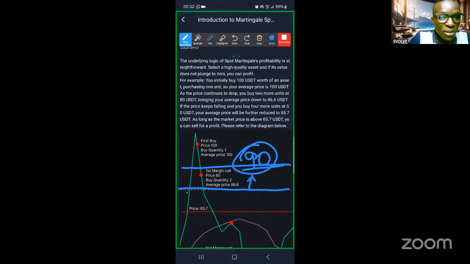Now, this is very important to understand. If you don't understand DCA, if you don't understand dollar cost averaging in spot martingale, you are going to make a mess. You are going to split your money. Those people you find, he has $100, he has put $20, he's trading 6 coins, $100. They don't understand DCA.